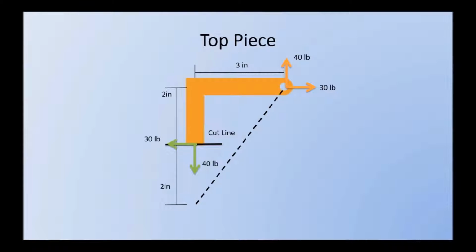And then we're going to move the 30-pound force to the cut line, but since we moved it perpendicular to its line of action, we will have to have a moment to compensate. So we moved it 2 inches from its line of action, and it's 30 pounds, so it's simply the force times the distance to get a moment, which is 30 pounds times 2 inches, which gives a reaction moment of 60 pound-inches at that location.